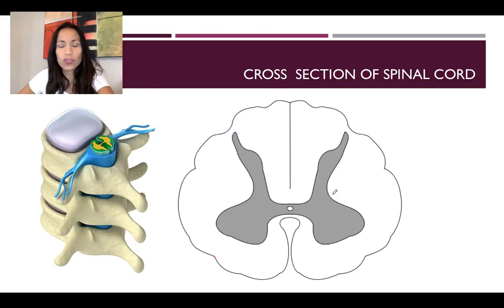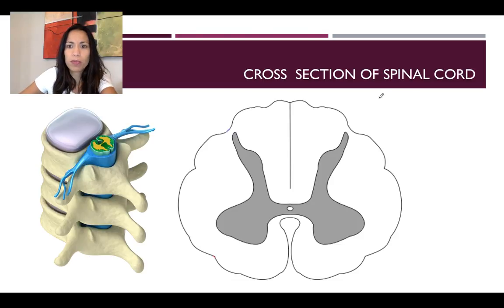So there are two things that jump to your eyes, right? One is that one structure is gray and the other one is white. So this with the shape of a butterfly, or at least that's how anatomists see this, that's the gray matter of the spinal cord, and surrounding that is the white matter of the spinal cord.